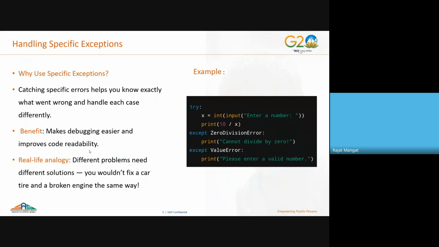To solve a zero division error, you need to ensure that your input does not get divided by 0. To solve a value error, you must ensure that the input you are getting from the user is of int type, not string type, if you are considering a variable of type int. That's why every problem has its own solution, every error has its own solution. That's why we need to use specific exception handling.